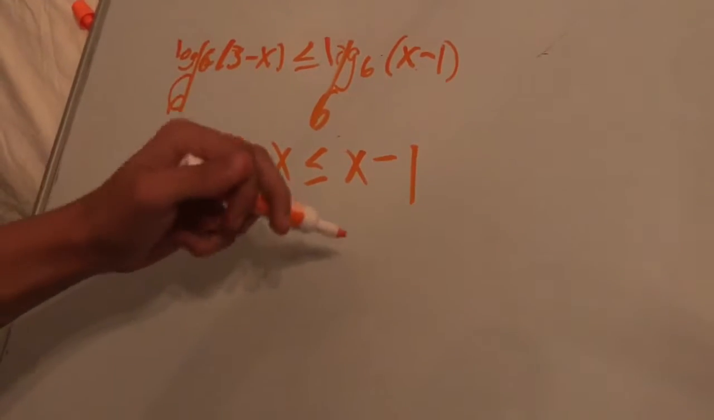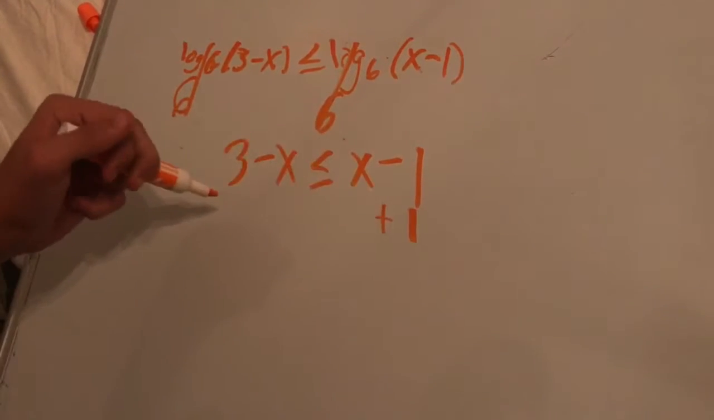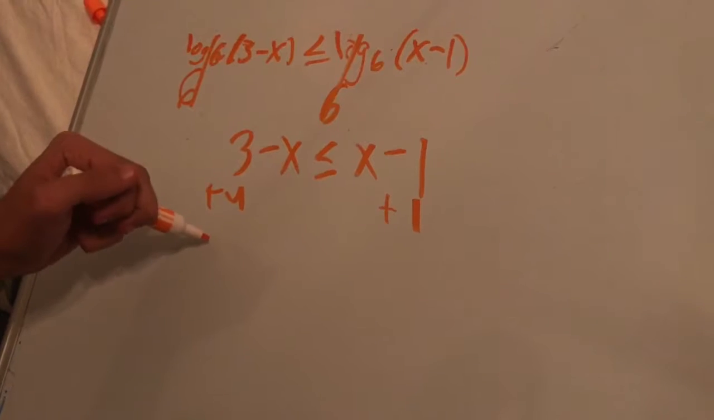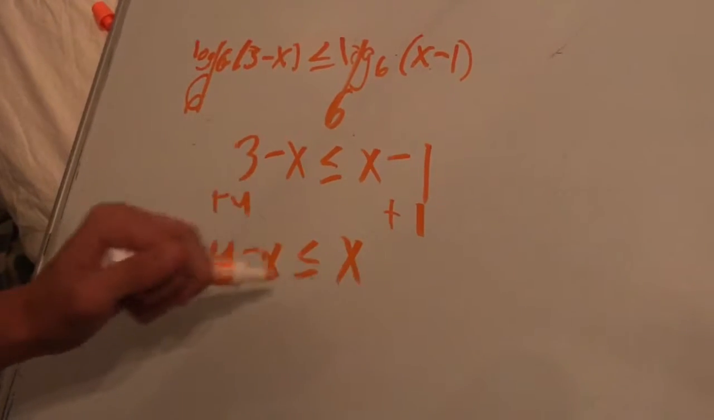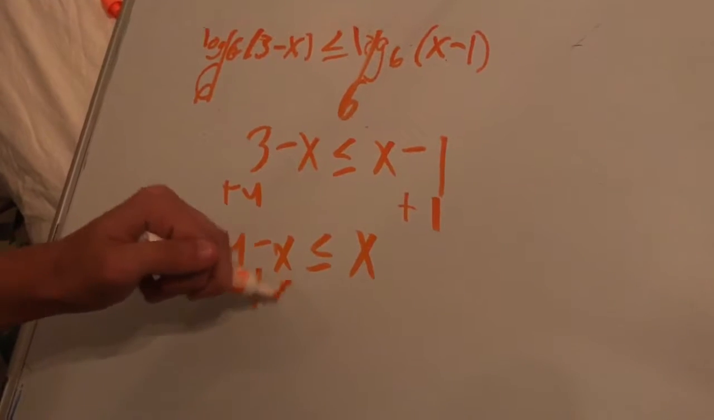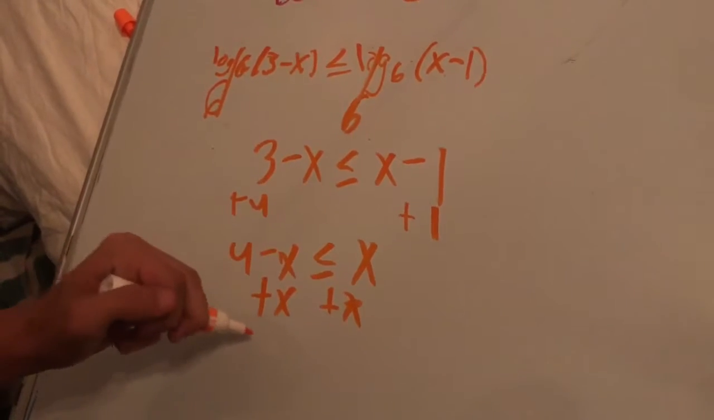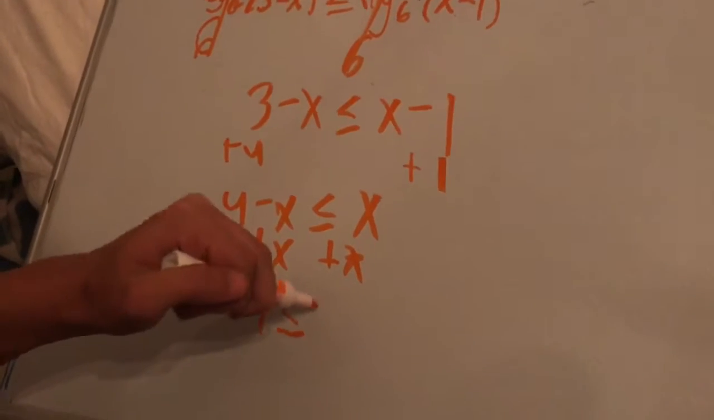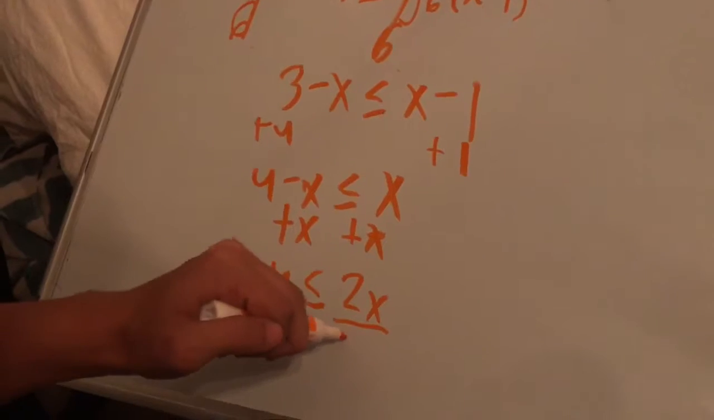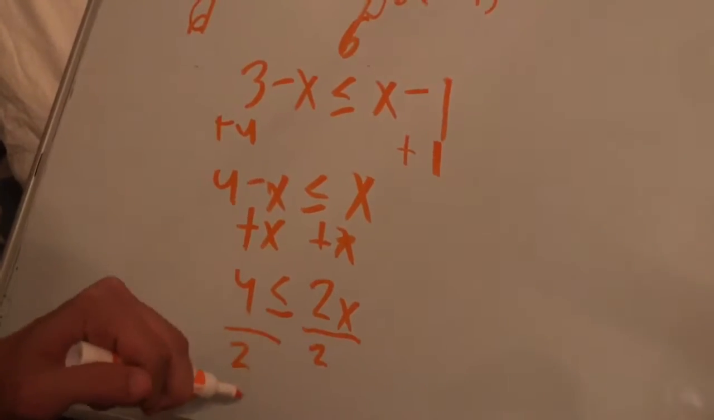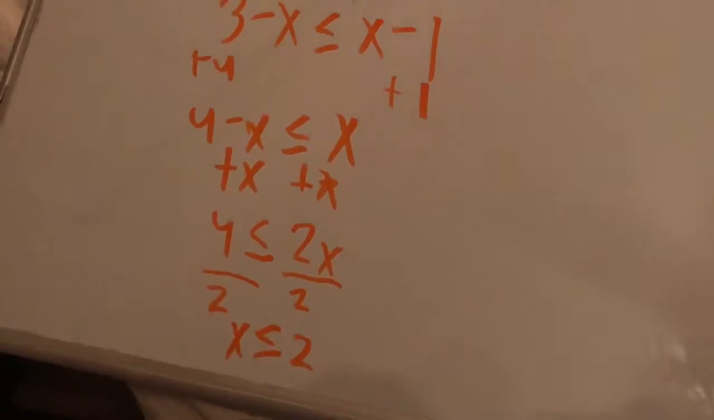Then, to isolate the x, you add 1 to both sides, so you get 4 minus x is less than or equal to x. Then you add x to both sides, so you get 4 is less than or equal to 2x, and then you divide by 2 on both sides, and x would be less than or equal to 2.